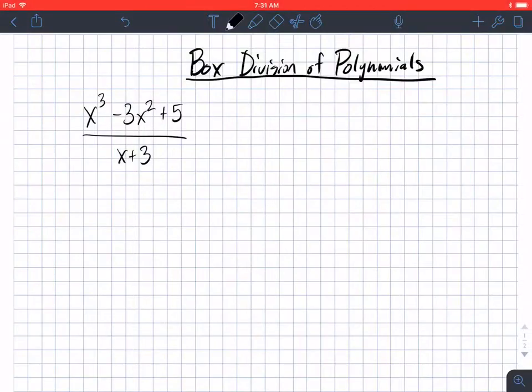Okay, today we're going to work on box division of polynomials. This is pretty much the reverse of box multiplication of polynomials, which is a nice application. So if you'd like to do multiplication with the box method, this is a nice way to reverse it.